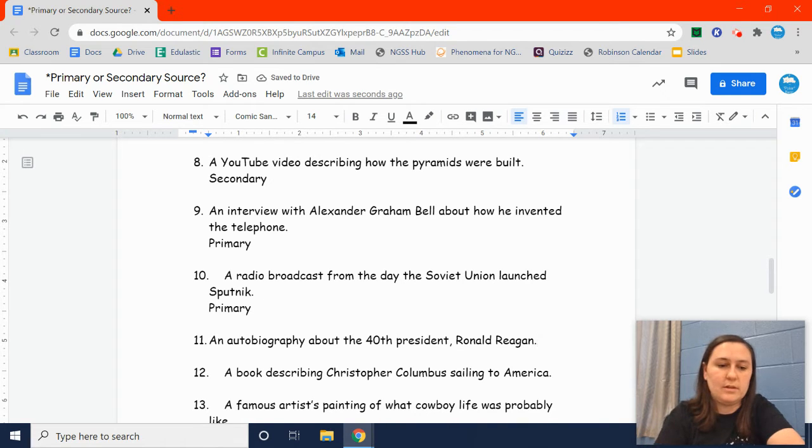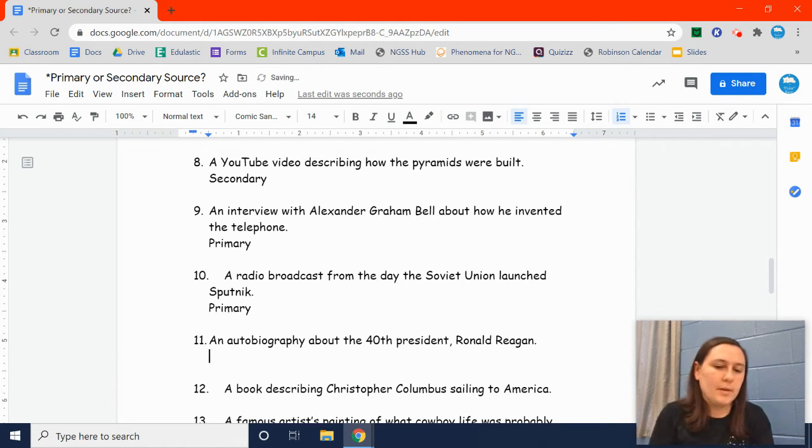Number 11, an autobiography about the 40th president, Ronald Reagan. So an autobiography is a story about somebody written by that person, by themselves. So it's a story about Ronald Reagan, written by Ronald Reagan. That's going to be a primary source.